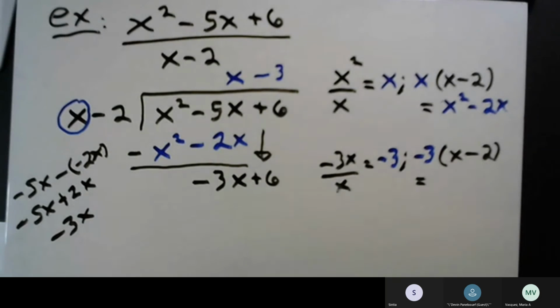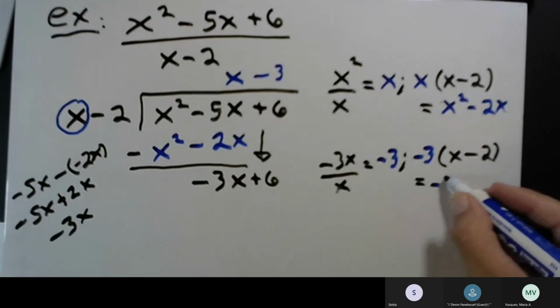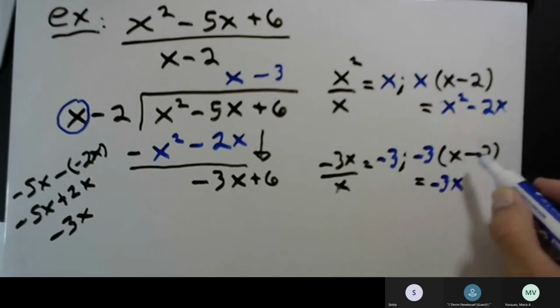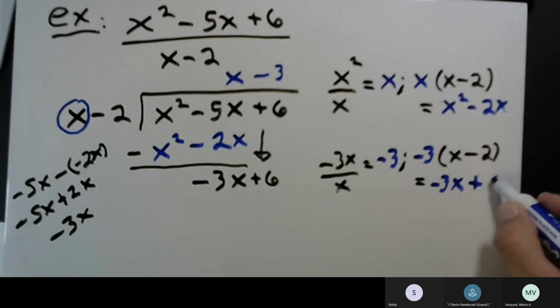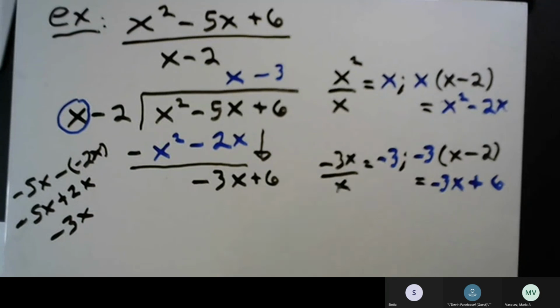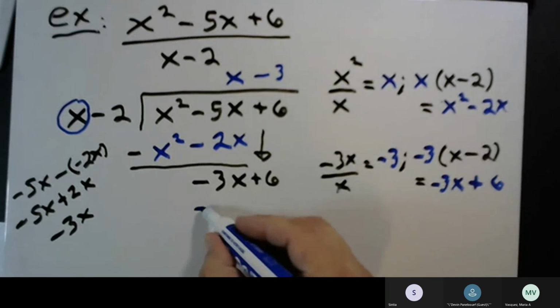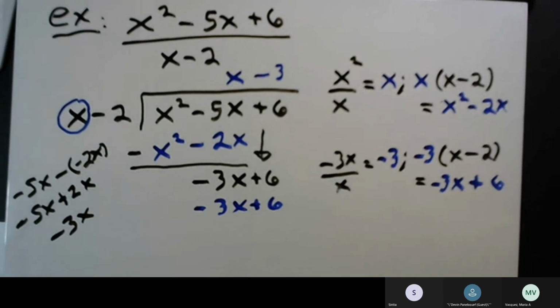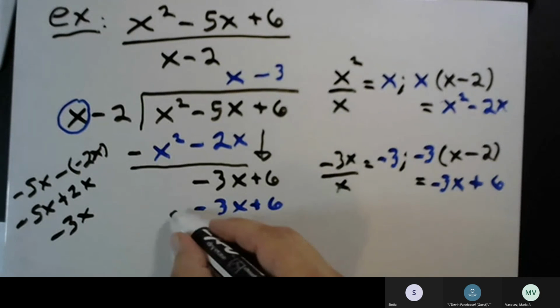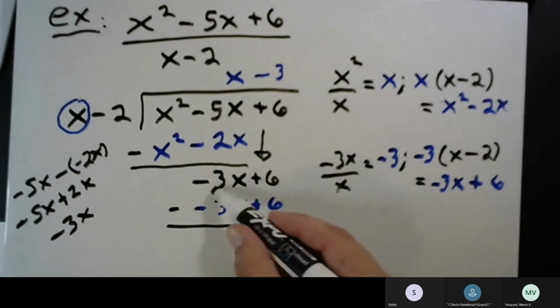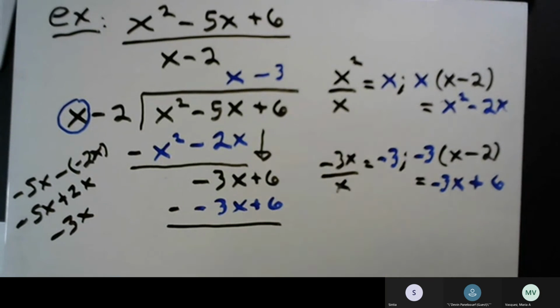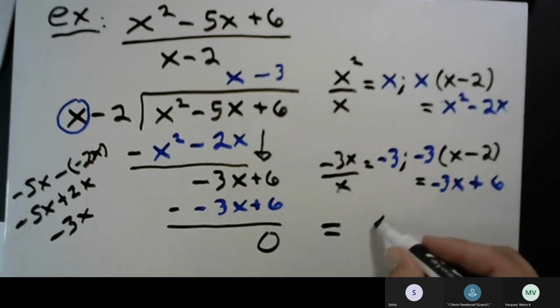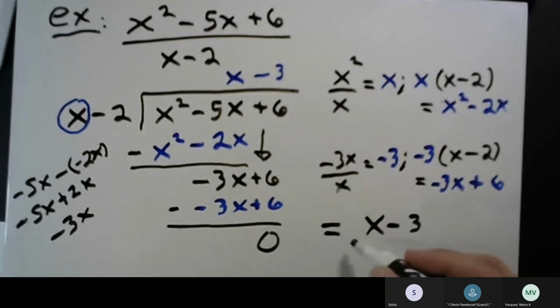Distribute the negative 3. We'll get negative 3x. Negative 3 times negative 2 is plus 6. We're going to subtract these. And since this is something subtracting itself, that's just going to be 0. There's nothing left to bring down. We're done. So the answer is x minus 3.